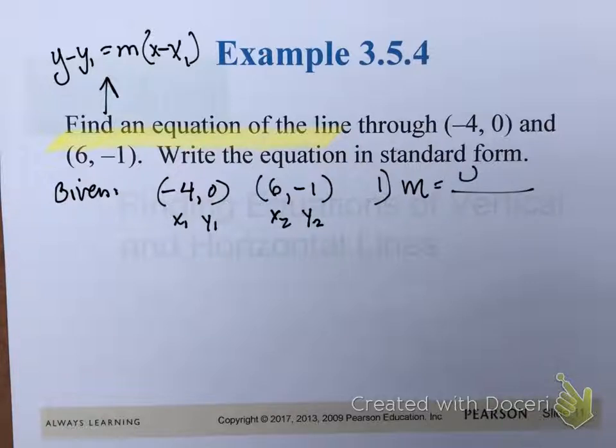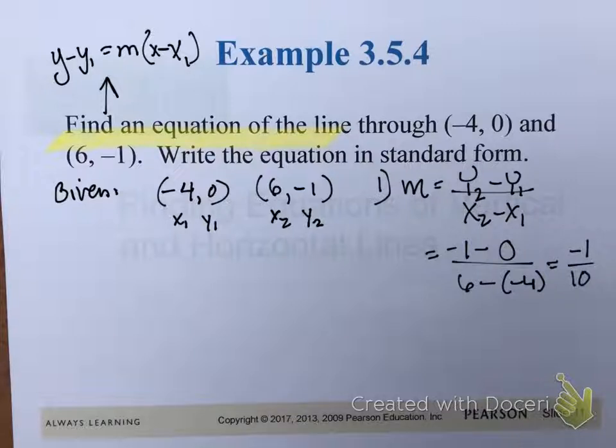The picnic formula is y2 minus y1 over x2 minus x1. And once again, if you did not watch the video where I called it the picnic formula, this is a formula for finding the slope of a line. So y2 is negative 1 and y1 is 0. x2 is 6 minus x1, which is negative 4. So I get negative 1 over 10, so my slope is negative 1/10. Okay, now that I have my slope, the second step is to use point-slope form.